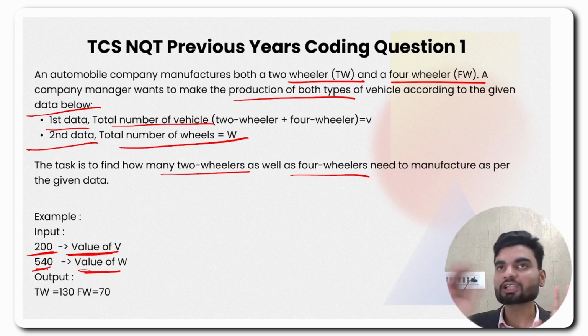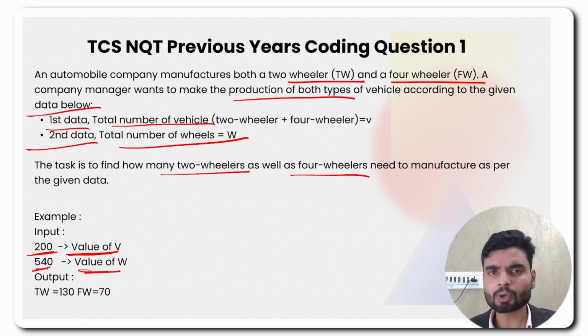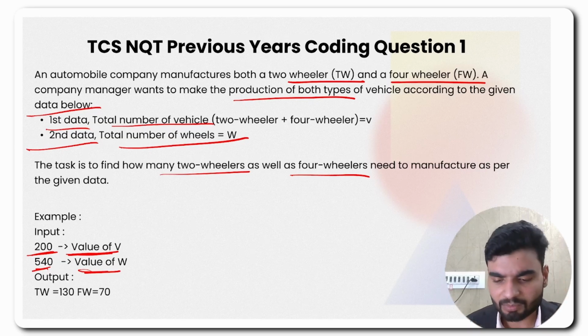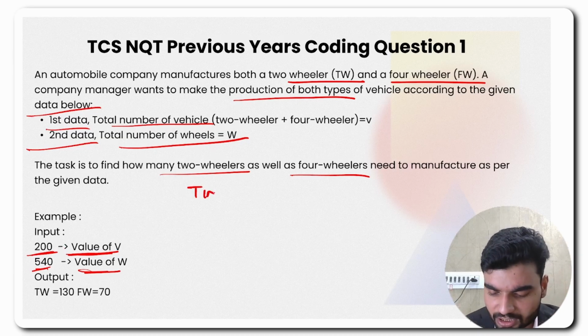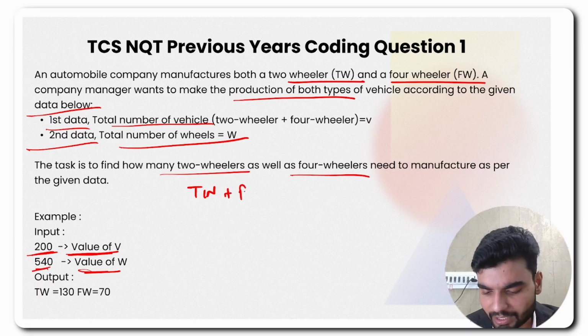You will have two data: first, the total number of vehicles, and second, the number of wheels. You need to calculate the number of two-wheelers and four-wheelers. Just understand this problem. I will not solve it directly, I will tell you how you can actually solve it. So what has been given is total vehicles, which means the sum of two-wheelers and four-wheelers. I'll write two-wheeler as TW plus four-wheeler as FW.